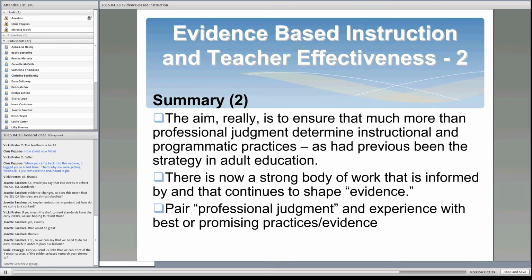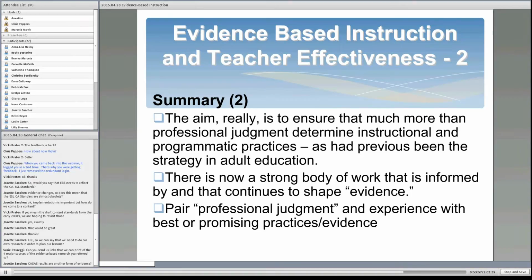There is now a strong body of work that is informed by and that continues to shape the evidence that we have in adult education, and I think we can take advantage of that. Clearly, we are in no position to implement a large-scale randomized control trial. These, let me tell you, are very, very expensive, and it takes lots of years. So by the time they're done with it, we're looking at the next millennium.